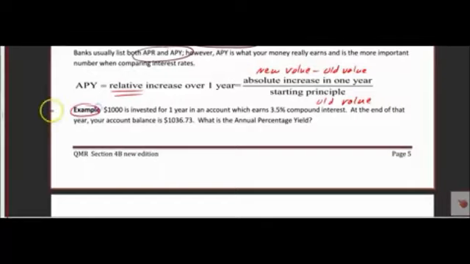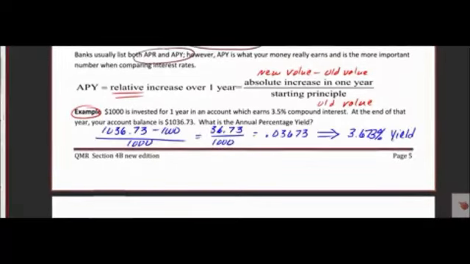So try it for this example. Find the APY. $1,000 invested, 1 year. The account earns 3.5%. At the end of that year, your account has $1,036.73. Calculate the annual percentage yield. It's not a difficult calculation. The new value is the $1,036.73 minus the old value, which is your investment, the $1,000, divided by the old value, which is your investment of $1,000.